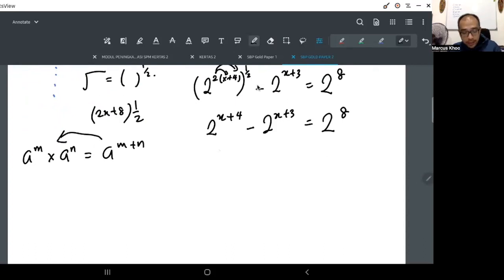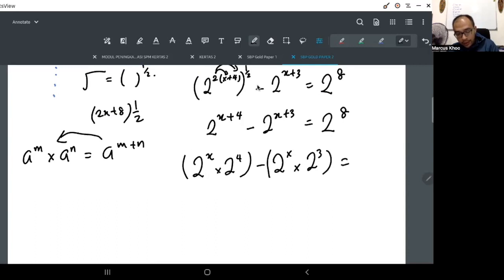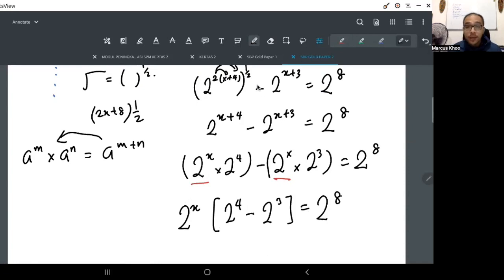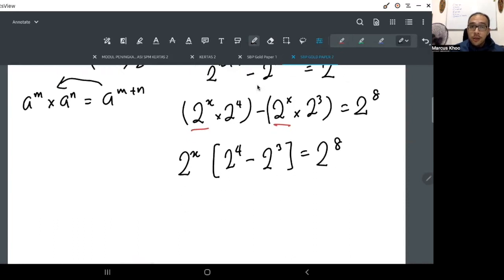So actually this can be 2 to the power of x times 2 to the power of 4 minus 2 to the power of x times 2 to the power of 3 equals 2 to the power of 8. Now why do I do this? So that I can bring out the 2 to the power x. I can factorize this 2 to the power x out, and I will get 2 to the power x, and then I will have 2 to the power of 4 minus 2 to the power of 3 equals 2 to the power of 8. And then after this you can solve on your own.